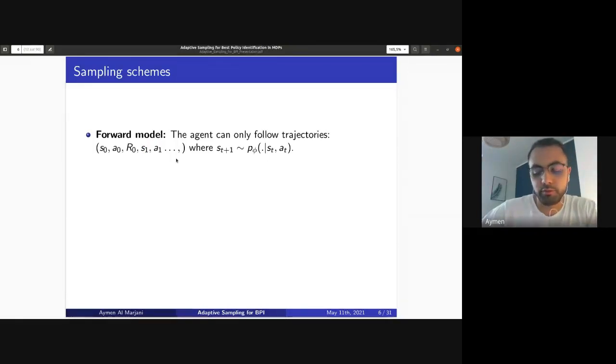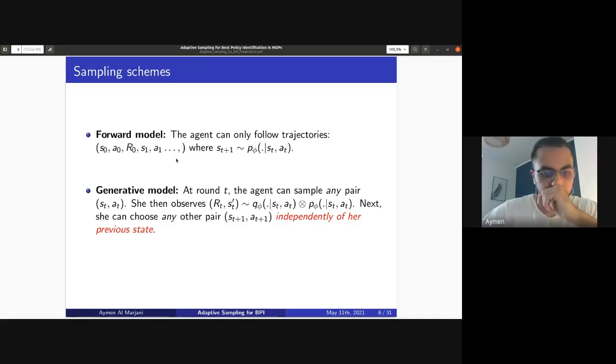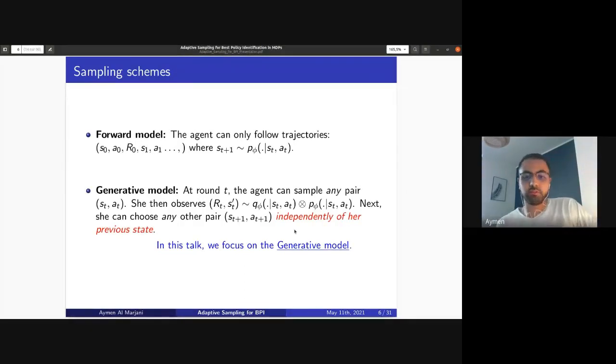In contrast to the forward model, there is another sampling scheme, which is called the generative model, where at each round, the agent can sample any pair. So at round t, it will sample the pair (s_t, a_t). She will observe the reward and the next state, which are coming from the kernels we defined earlier. And then she can choose any other pair independently of her previous state. So in this talk, we will only focus on best policy identification with the generative model.